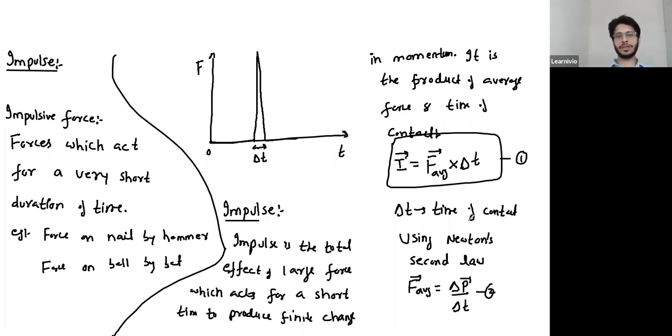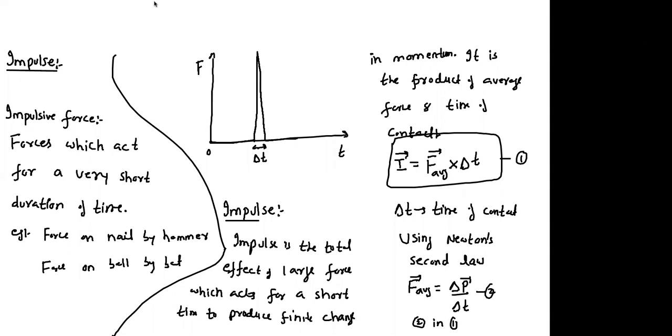You can write Newton's second law in two ways. You can either write this force as mass into acceleration. This is Newton's second law. You can even write Newton's second law in this way, that average force is delta P by delta T. You can just substitute 2 in 1, substitute equation number 2 in 1 and get the value of I, the value of impulse.